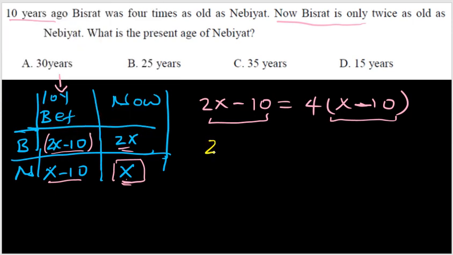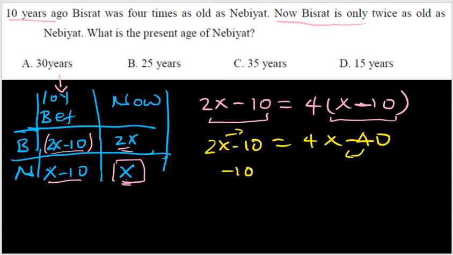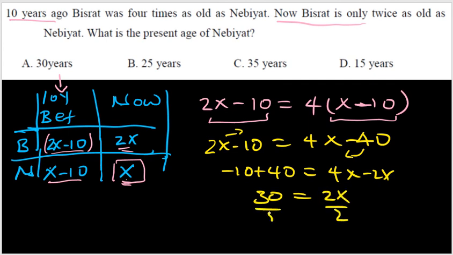So we will have 2x minus 10 is equal to, multiply and remove the bracket, 4x minus 40. Then reshuffle. Bring the x to the right side and the constant to the left side. So negative 10 plus 40 is equal to 4x minus 2x. Negative 10 plus 40 will be 30, which is equal to 4x minus 2x, which will be 2x. Then divide both sides by 2.